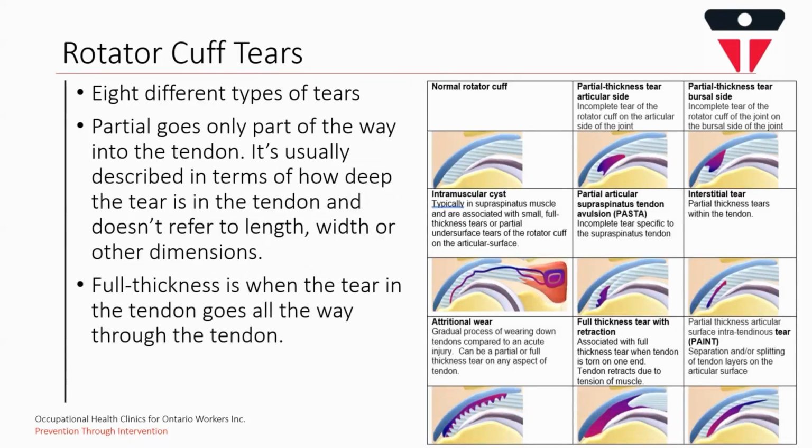Now, there's actually 8 different types of rotator cuff tears. A partial tear goes only part of the way through the tendon itself. It's usually described in terms of how deep the tear is in the tendon, and it doesn't refer to the length, width, or other dimensions. A full thickness tear, though, is when the tear goes all the way through the tendon.